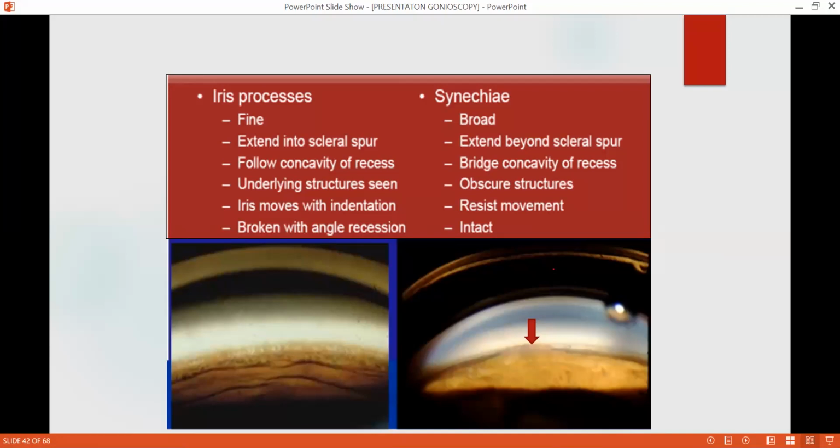It bridges the concavity of the recess. It obscures the view of the underlying structures. It resists the movement of the iris on indentation, and in angle recession, it remains intact.